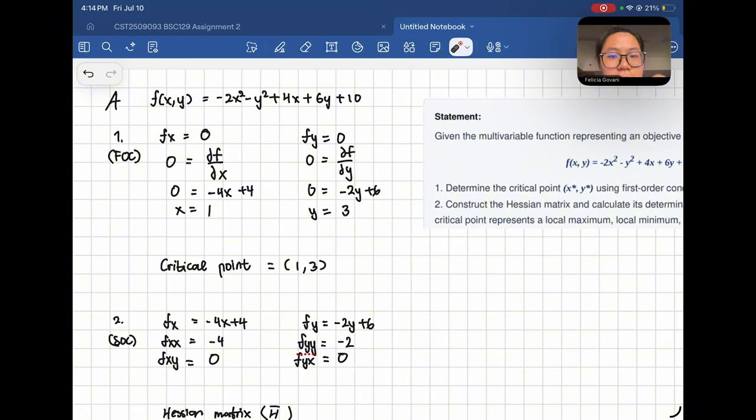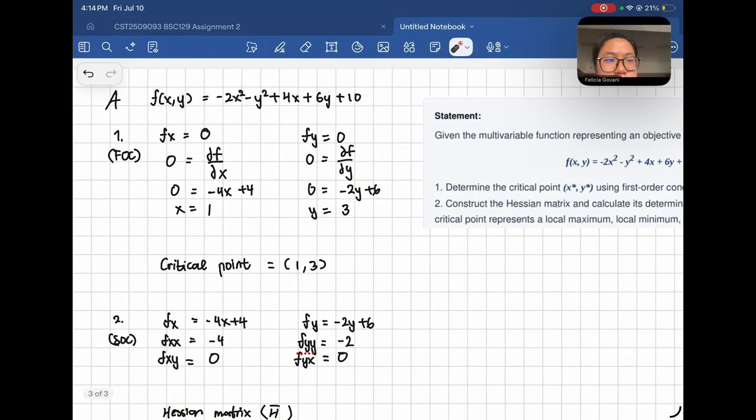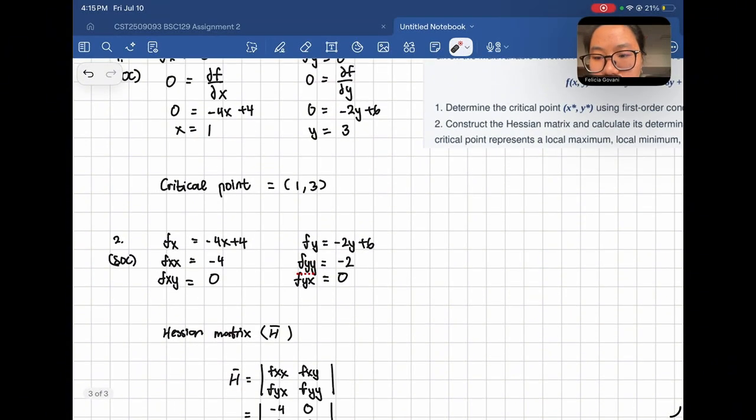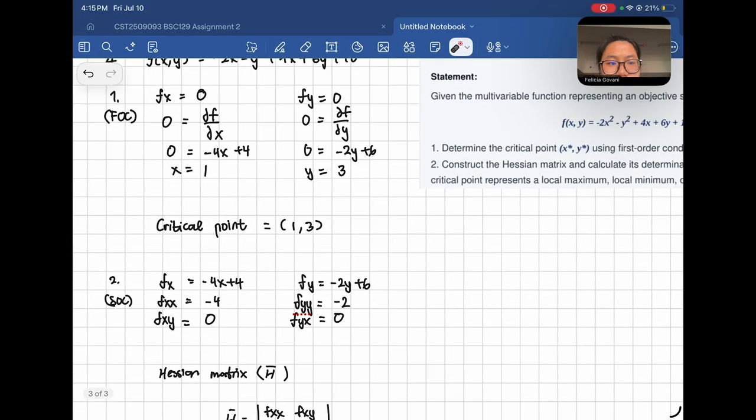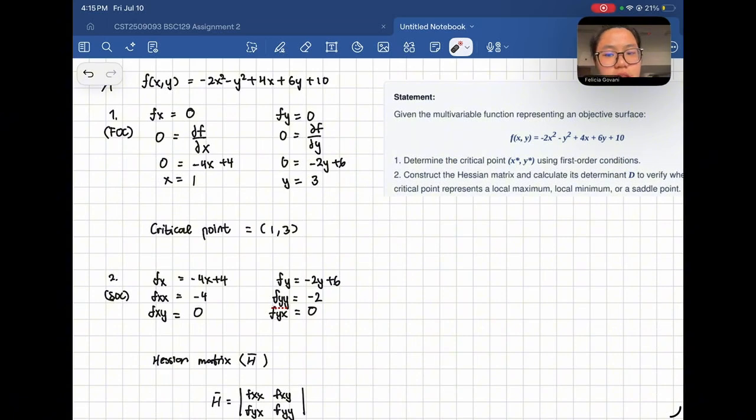For the variable y, we take the partial derivative with respect to y. So minus y squared becomes minus 2y, and plus 6y becomes 6. So y becomes 3. So we already found the critical point is (1, 3). And we also need to do the verification, to know whether this critical point is really a maximum point, a local maximum.